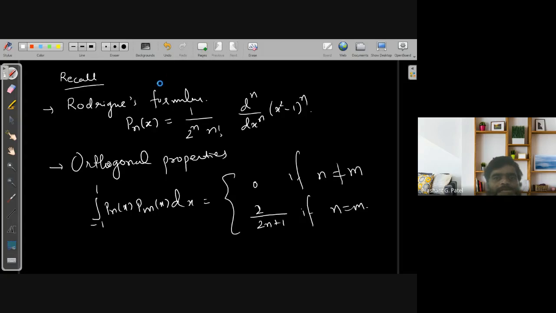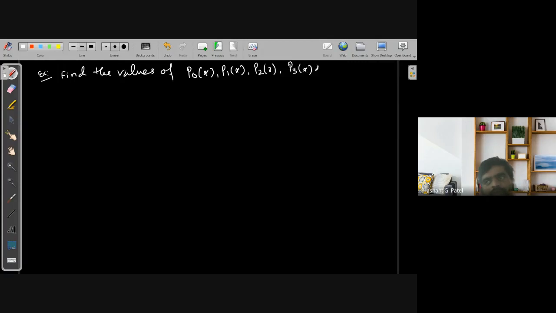In this lecture also we are discussing certain examples based on Legendre polynomials. So let us have this example. Find the value of P0 of x, P1 of x, P2 of x, P3 of x, and P4 of x. So the question is to calculate what will be the value of these Legendre polynomials.